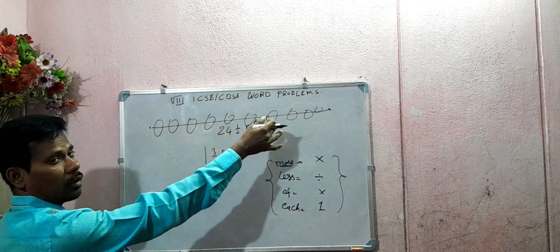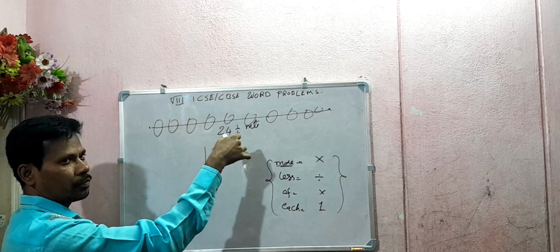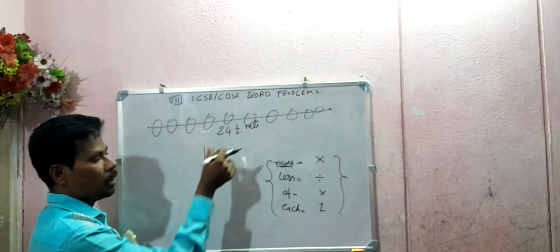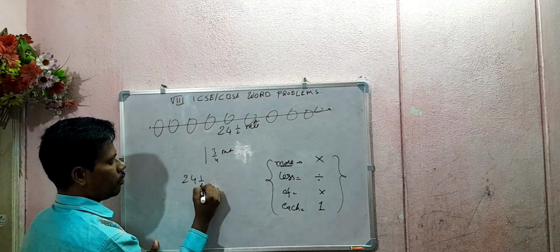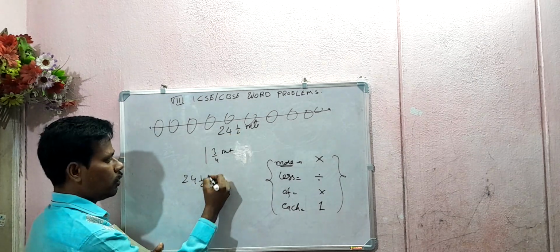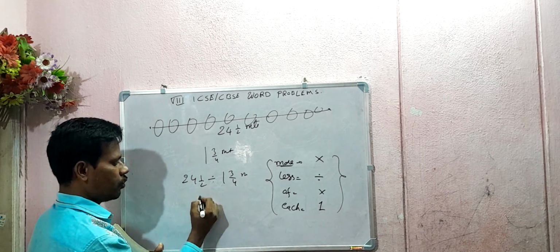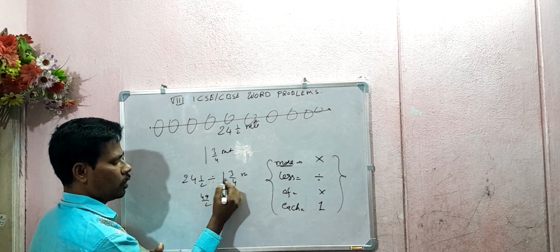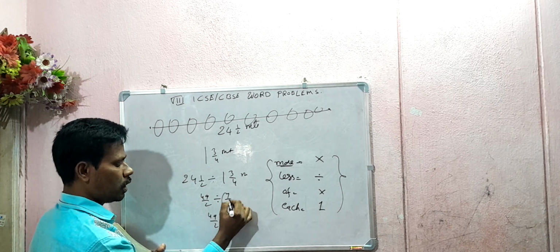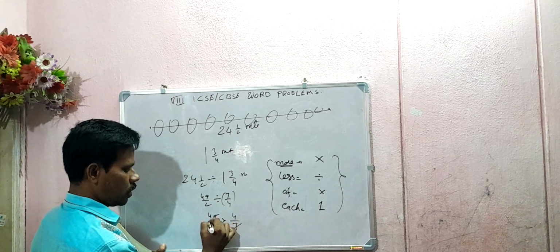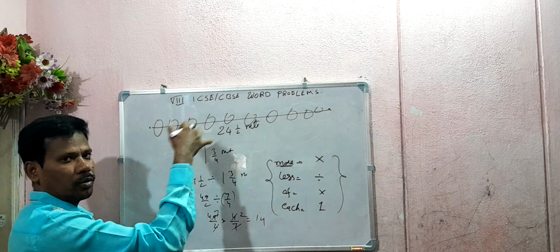Here 24 1/2 meters of cloth is given. He has cut it into pieces of 1 3/4. So each piece will be less only. So what you have to do? Divide 24 1/2. Divide the big number, don't divide with the small. So solve it: 24 1/2 is 49/2 divided by 7/4. 49/2 into, this takes reciprocal form, 4/7. 14. That means 14 pieces you can make.